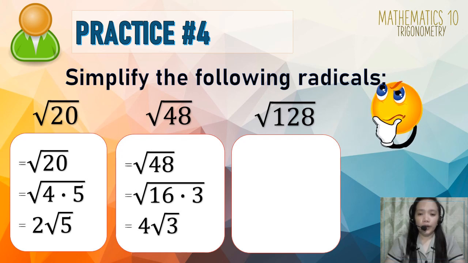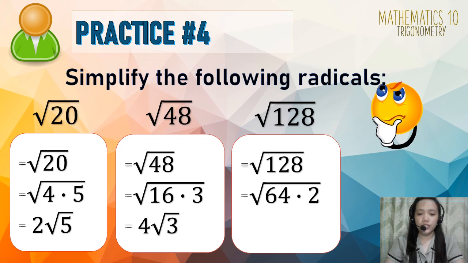Next, the square root of 128. 128 is not a perfect square number too. So that means we need to look for factors wherein one of those factors is a perfect square number. Now we have 64 times 2. Then, to simplify further, the square root of 64 is 8, and simply copy the 2 inside the radical sign.